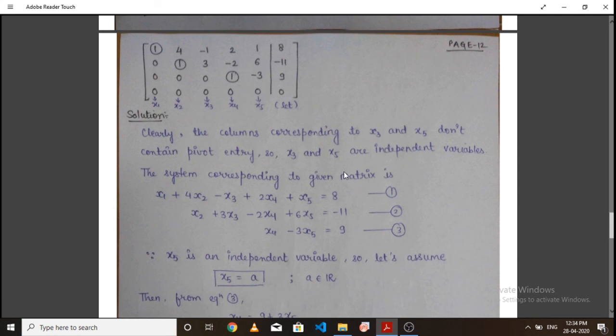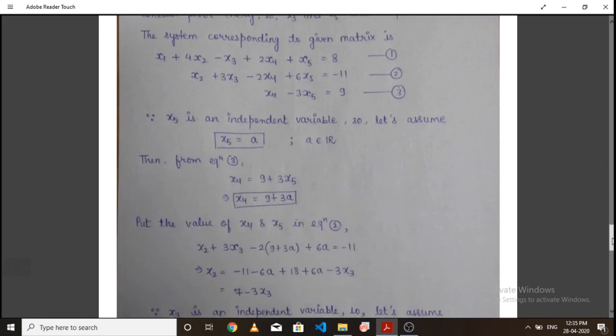Next step, you will write the system corresponding to the given final augmented matrix. Name all the equations and start from the last equation. From equation number 3, x4 is 9 plus 3 times x5. Now since x5 is an independent variable, take x5 equal to a, then x4 becomes 9 plus 3a. Put the values of x4, x5 in equation number 2. You get x2 is 7 minus 3 times x3.